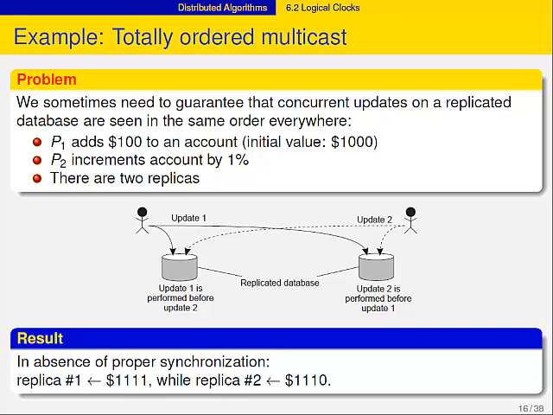Now you can easily see that if you first add $100 and then increase the account by 1%, the end result will be higher than first incrementing it by 1% and then adding $100. The difference is $1. Does everybody see that? What is important in this situation is that if these two databases are replicas of each other, then the ordering of the events should be the same at both sides.